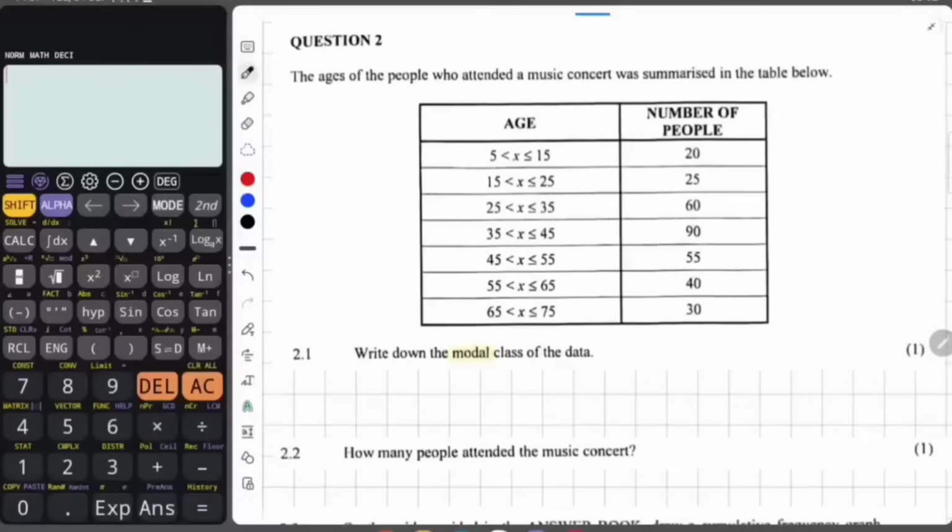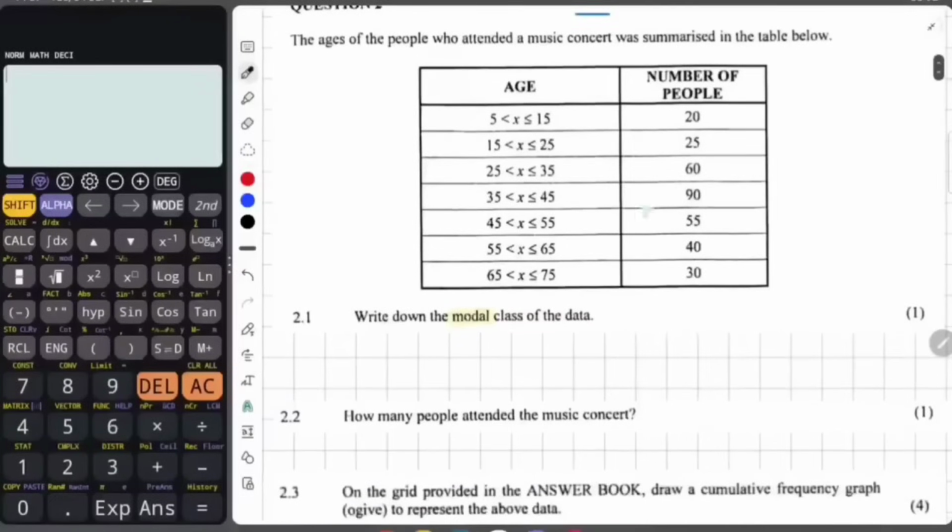So the mode would be the number with the highest frequency. Because remember, the frequency is just how many times this information occurs. But these people are being grouped in classes, because they're not going to represent the ages of each person individually. There are too many people, so they're in groups. So we're just going to take the class with the highest frequency.